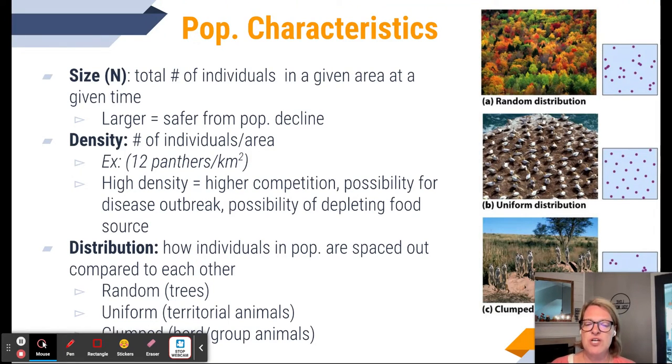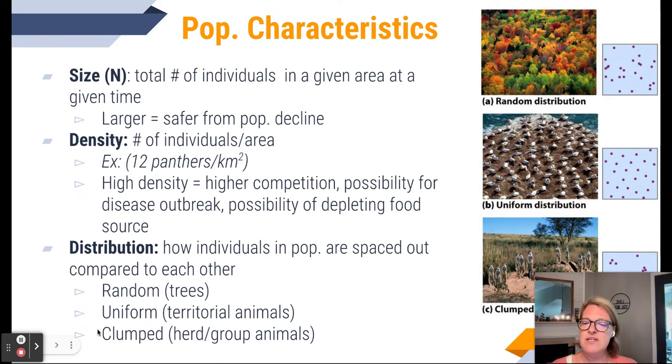So distribution is another thing that we tend to look at, and I'm going to get rid of this here. Distribution is how individuals in a population are spaced out compared to each other. So is it random? Like trees, for instance, wherever seeds are dropped, that's kind of where the tree grows. Or is it uniform, something that we might see with territorial animals?